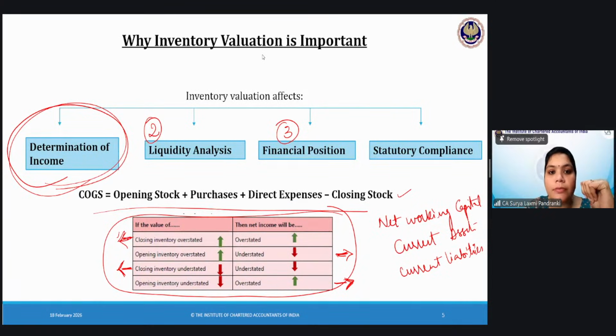books of accounts? Kuldeep, yeah. Surya Lakshmi ji, they are not aware of this because we have started this session. Net working capital, you have to explain to them. Okay, fine. Sure, sure.